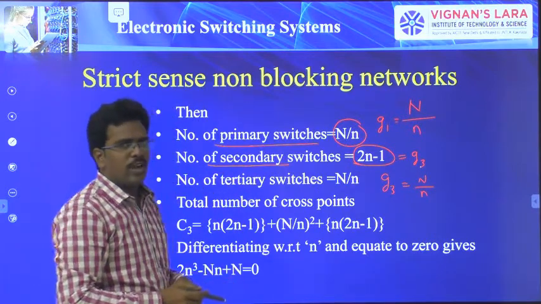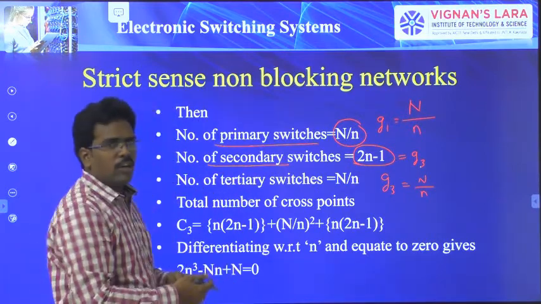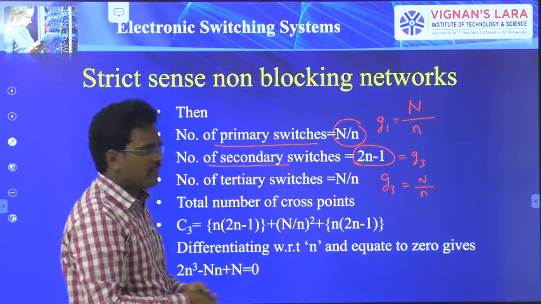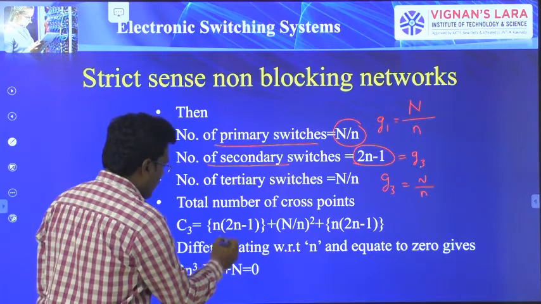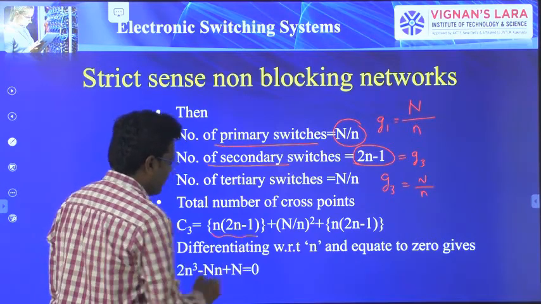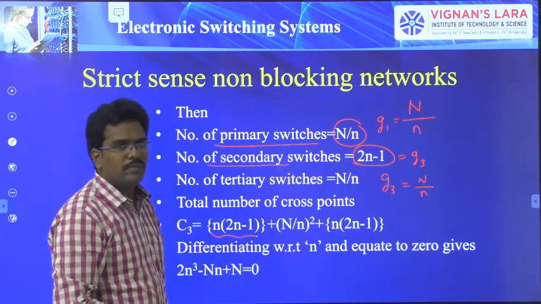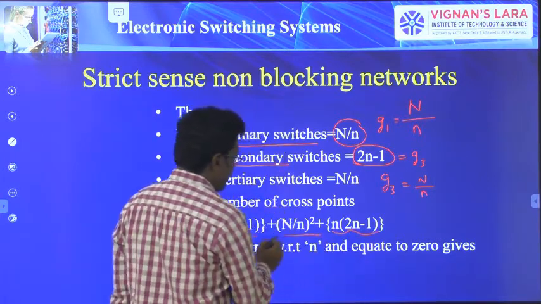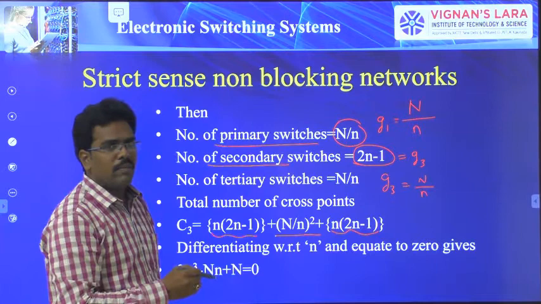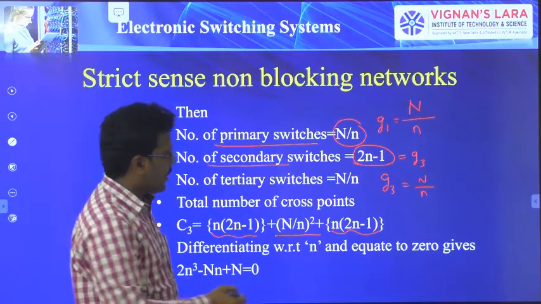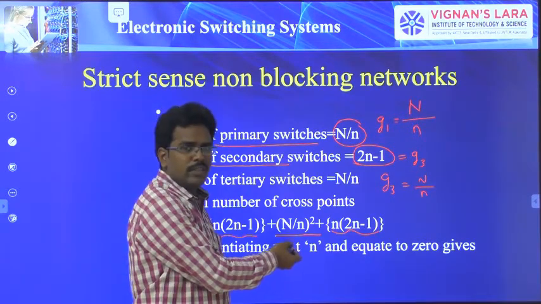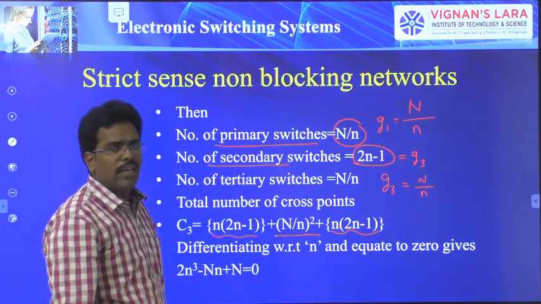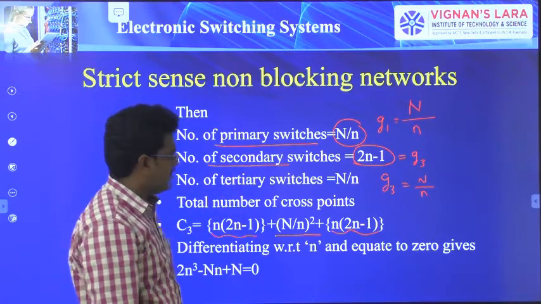What about the cross point count? Cross points in stage 1 plus stage 2 plus stage 3 gives the total number of cross points. So in the primary, how many are there? N into 2n minus 1. And the ternary is also the same. What about the secondary? It contains (N by n) whole square, because the size of the second-stage switch is N by n, like we have N by n stages. So totally it has (N by n) squared cross points.